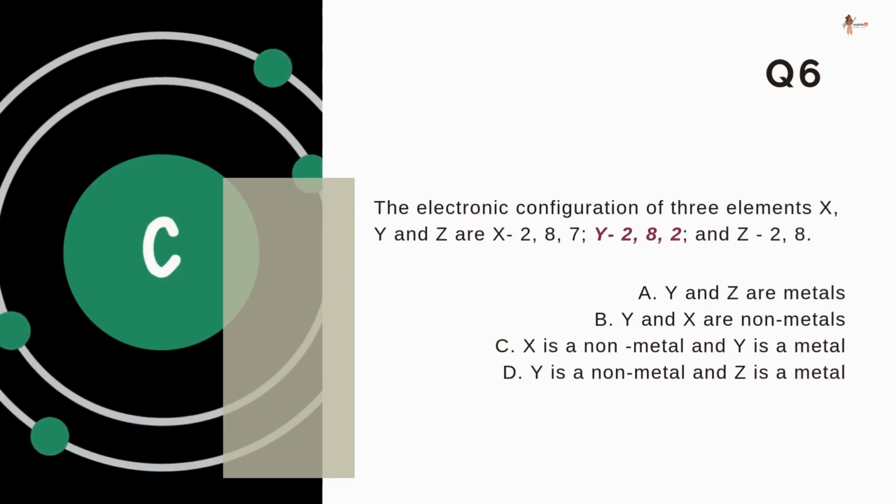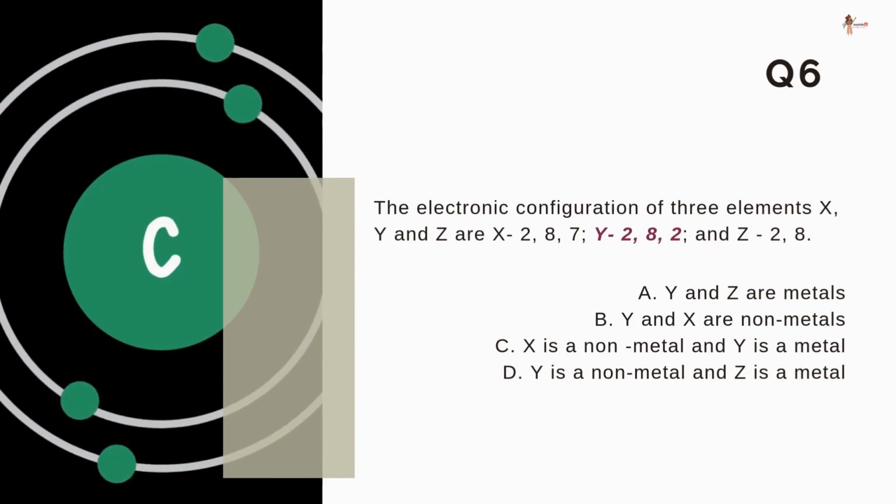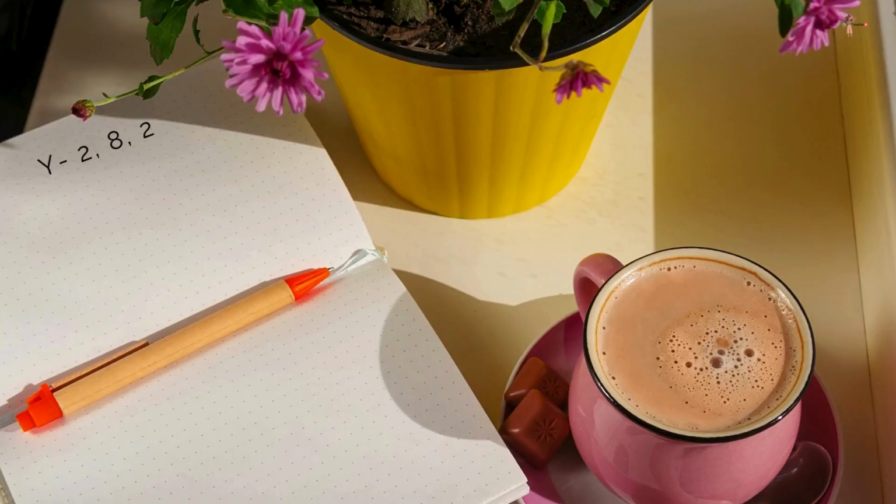Now, electronic configuration of Y is 2,8,2. This configuration indicates an element with two valence electrons in its outermost shell, which is a characteristic of most metals, particularly alkaline earth metals like magnesium.